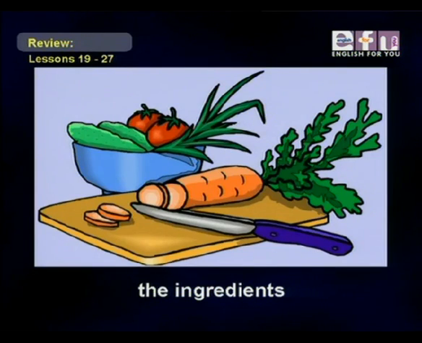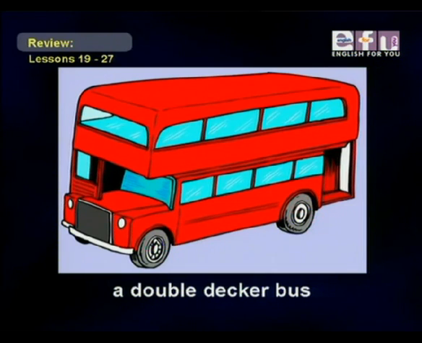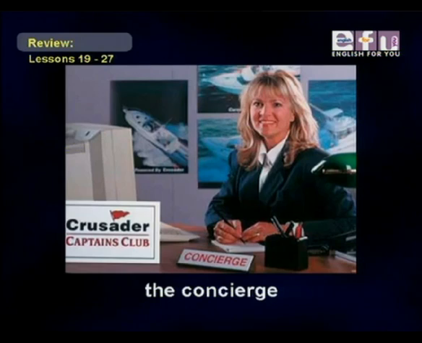Let's learn some new vocabulary words first. Take a look at your screen. We learned the word recipe. The items you need for a recipe are called the ingredients. Next, a double-decker bus. A double-decker bus is a big bus with 2 floors. Next, the concierge. The concierge is a person in a hotel who helps the guests. She may help them find a restaurant or a museum.